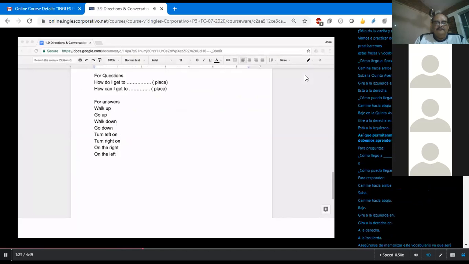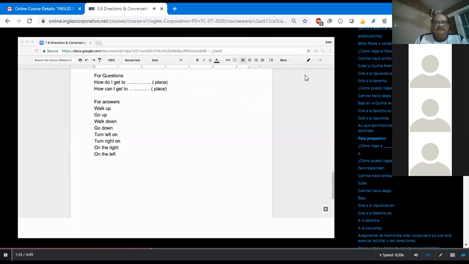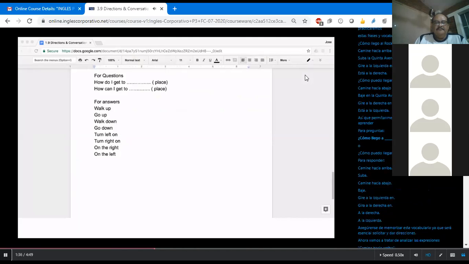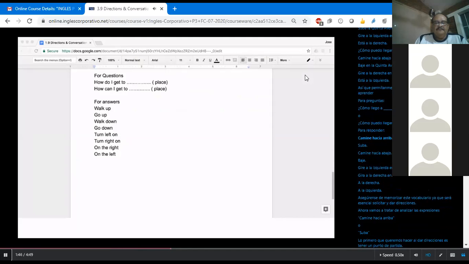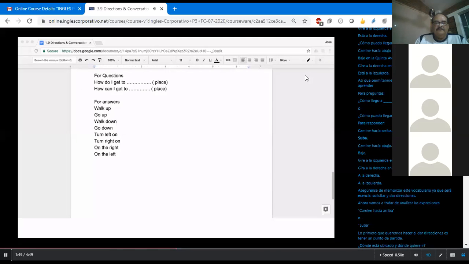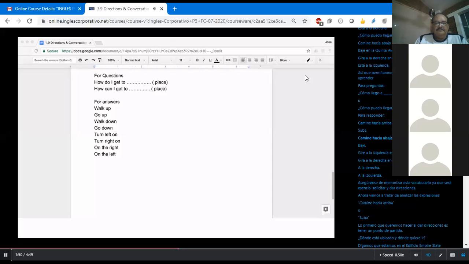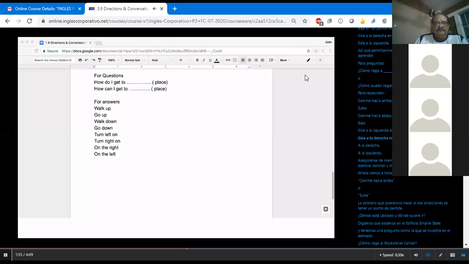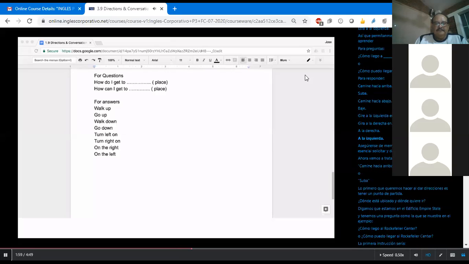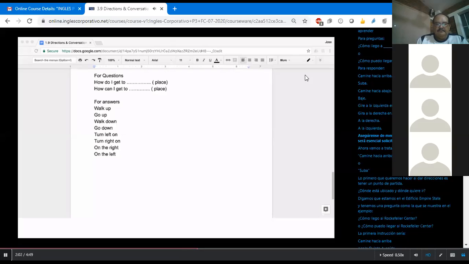So, let me summarize the vocabulary we must learn. Four questions. How do I get to, and we mention a place. Or, how can I get to, then we mention a place. Four answers. Walk up, go up, walk down, go down, turn left on, turn right on, on the right, on the left. Make sure you memorize this vocabulary as it will be essential to ask for and give directions.